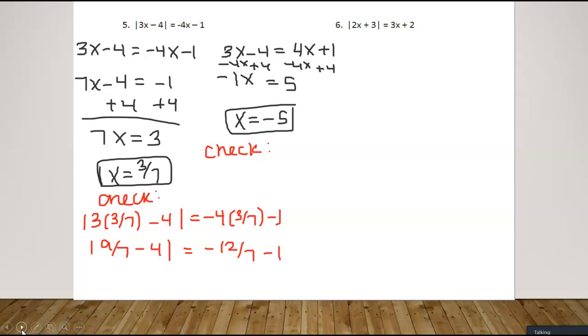So we get 9/7 minus 4, which is negative 19 over 7. But the absolute value makes that positive 19 over 7. Over here, negative 12 over 7 minus 1 is negative 19 over 7. However, there's no absolute value, so you get positive 19 over 7 equals negative 19 over 7. Does a positive 19 over 7 equal a negative 19 over 7? The answer is no. So this fails the check, meaning it's one of those extraneous solutions. So it does not get the check mark. It fails. So you put the X and you have to label it as an EXT solution. I'm not going to make you write out extraneous, but that's what it is.